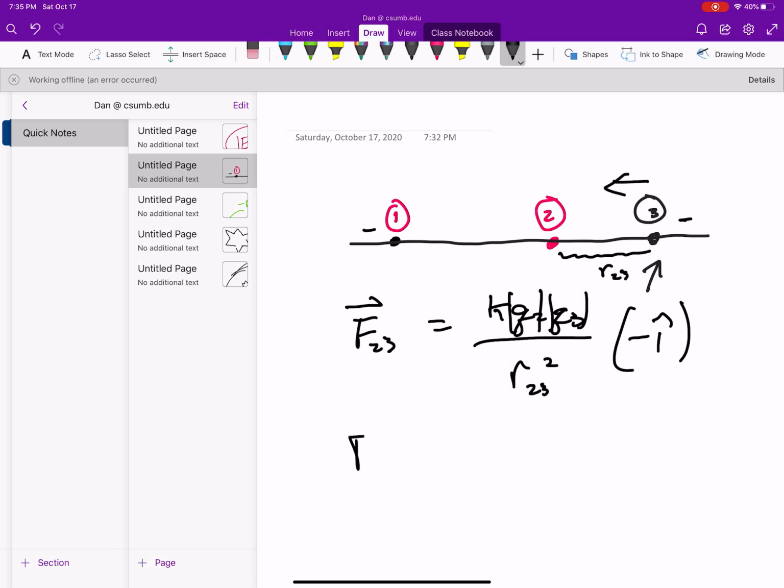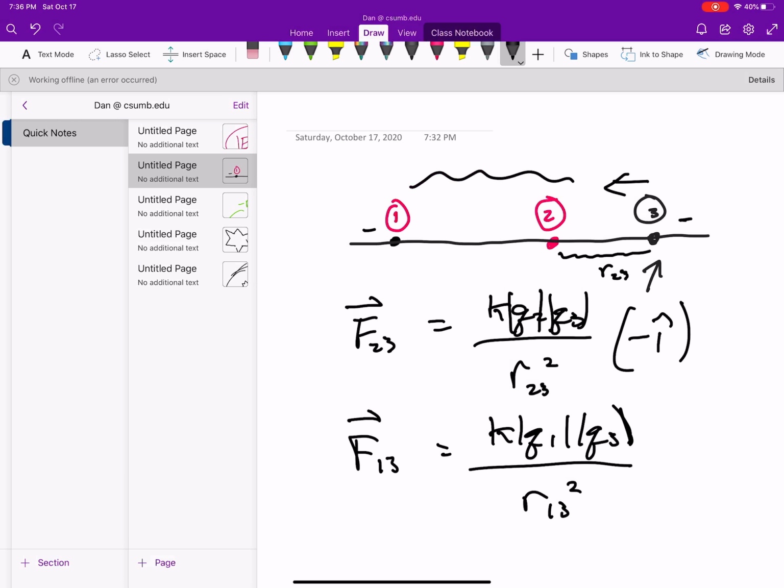Then I also want to find F13. In other words, what's the force that charge 1 exerts on charge 3? For this one, I do the same thing. I say K times Q1 times Q3 divided by R13 squared, where R13 is the separation between charge 1 and charge 3. And in this case, because both charges are negative, I could say that it's going to be in the i hat direction.